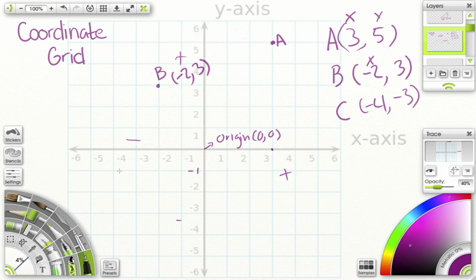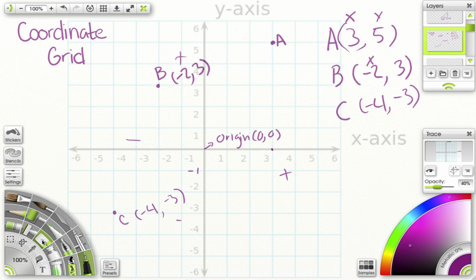So I go 1, 2, 3. There's my negative 3, and that is my C point, which is (-4, -3). So I've just been able to plot 3 points on my coordinate grid.